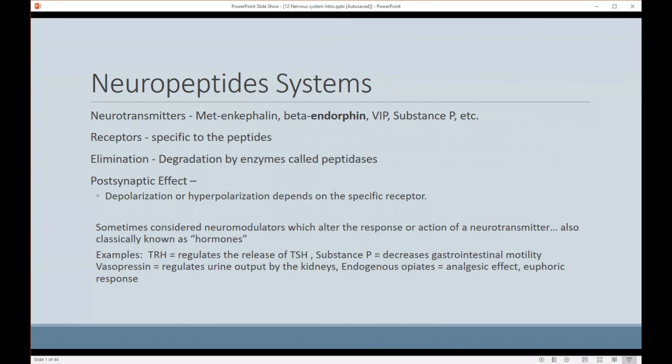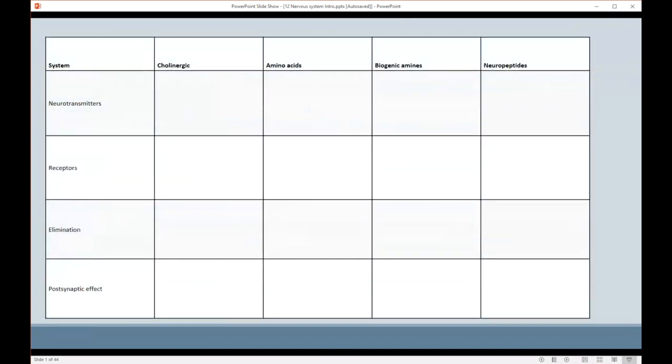For instance, TRH, which is thyrotropin-releasing hormone, causes the release of TSH, thyroid stimulating hormone. Substance P decreases our gastrointestinal motility. Vasopressin regulates our urine output by the kidneys. And endogenous opiates give us an analgesic effect, or pain relief, and a euphoric response.